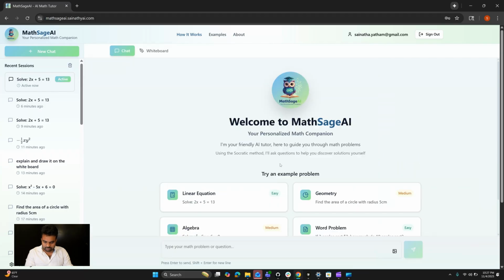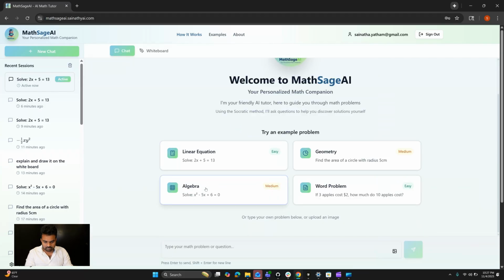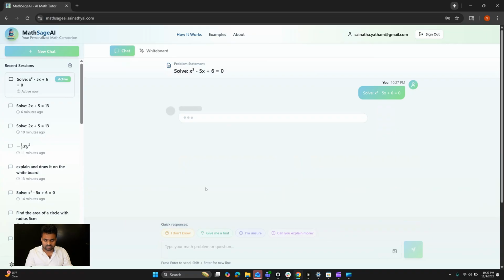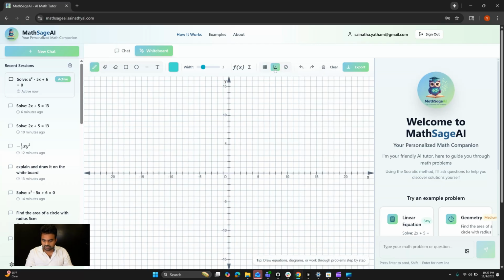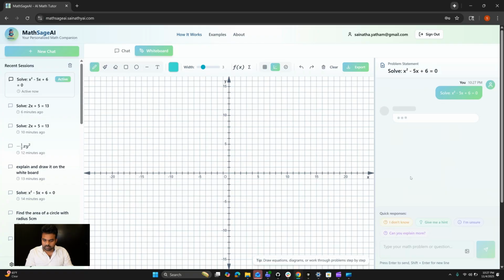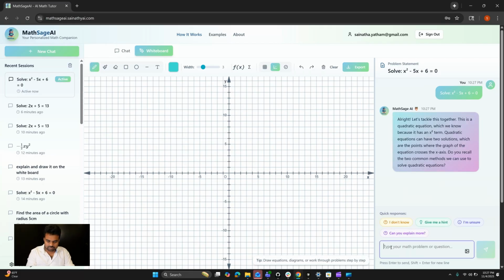I'm going to show you a slightly more complex, a medium complexity quadratic expression. So let's take the whiteboard for this one too, and let's take the Cartesian plane, slightly advanced math. And I'll pick an algebraic equation, and I would ask it to plot this curve on the whiteboard.